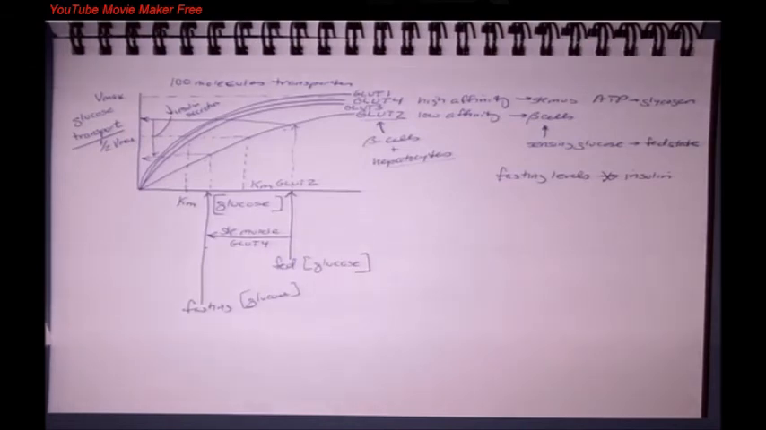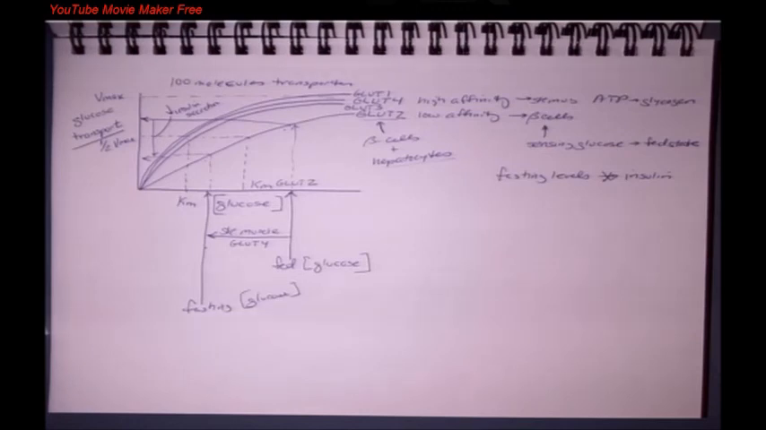Yes? In the drawing that you have for GLUT2, it seems like the Vmax doesn't reach the same level of Vmax as... Yeah, it's actually lower. It's actually lower. The key on the graph, on the picture here, and what I've drawn, is just remember the affinity. High affinity versus low affinity, and the reason why the cell type has that type.